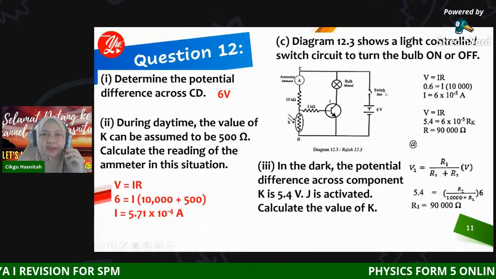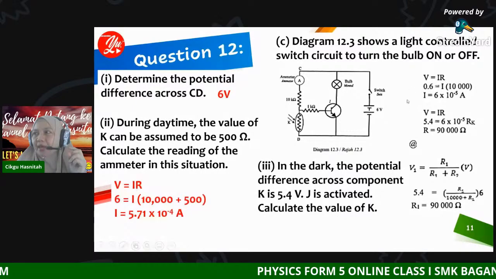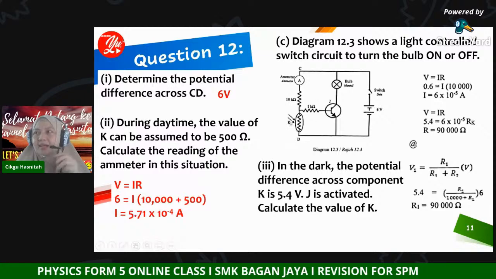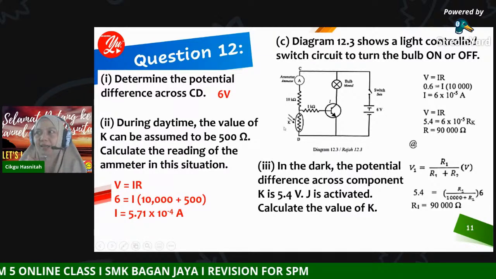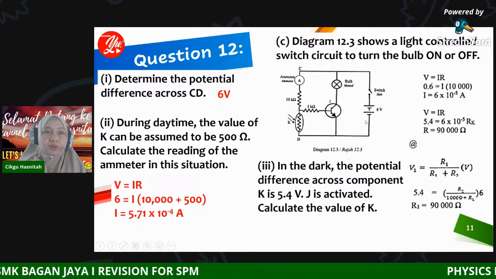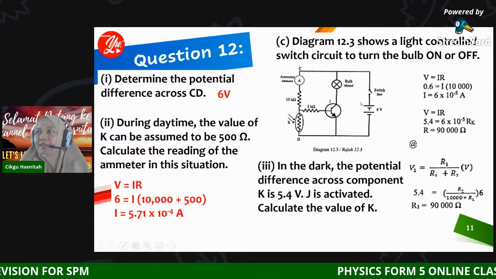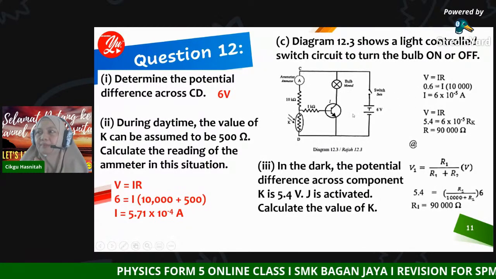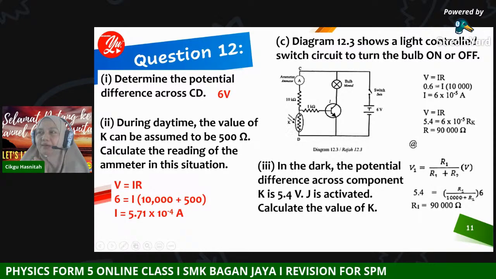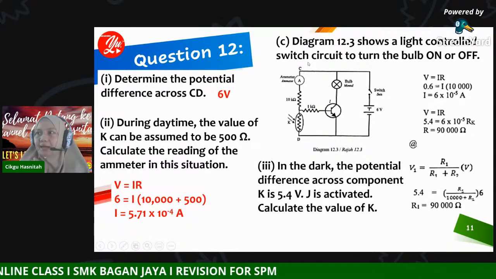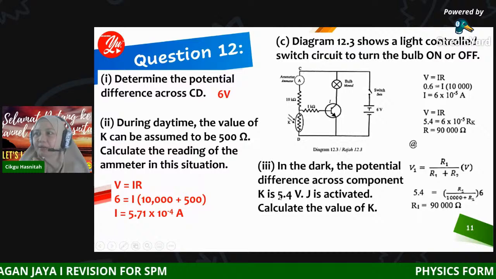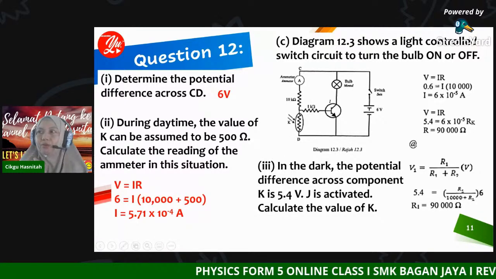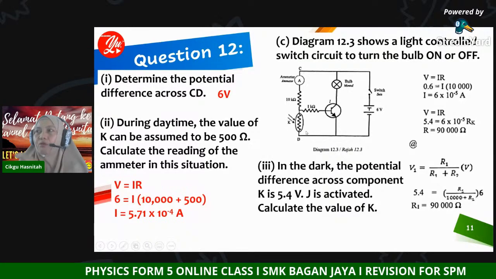Now I know why it is 0.6. You see, we are now talking about junction CD, right? For junction CD, 6 is the total voltage. For V equals IR here, 6 is the total voltage supply to the whole circuit. But now we want to find the resistance for K. So when you consider junction CD, it is stated here that for K it is 5.4.